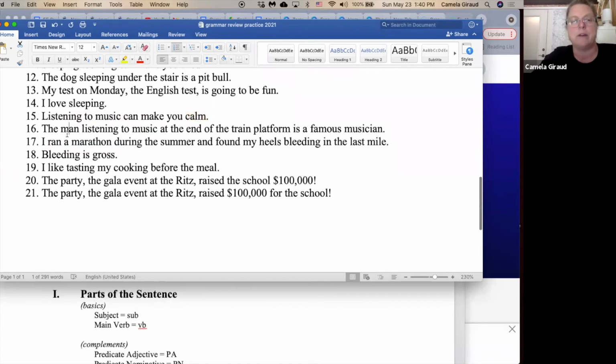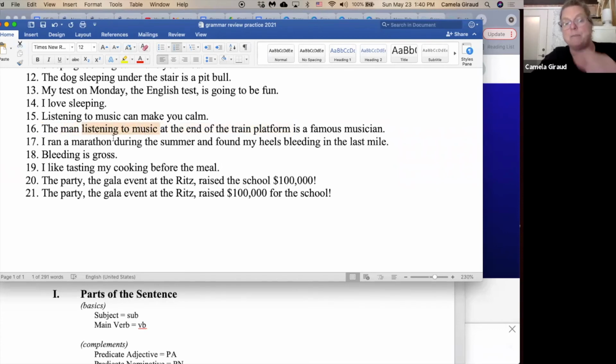Okay, we're almost there, you guys. The man listening to music at the end of the train platform is a famous musician. Okay, look. That whole thing, that is the complete subject. But if I want just the simple subject, it's the man, right? And then these are all modifiers.